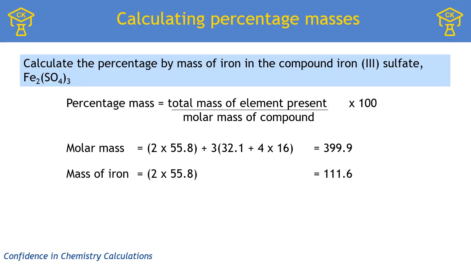The mass of iron in that is 2 lots of 55.8. Using our A-level periodic table, that gives me 111.6. Divide the mass of iron by the mass of the whole formula, times it by 100, and we get 27.9% when we round it to 3 significant figures. Okay.